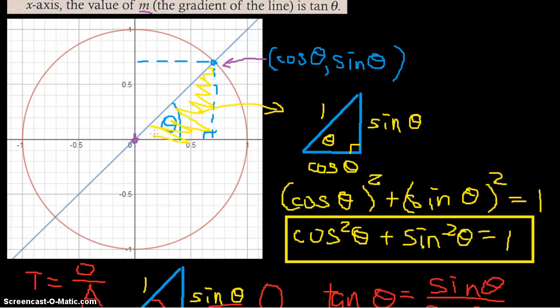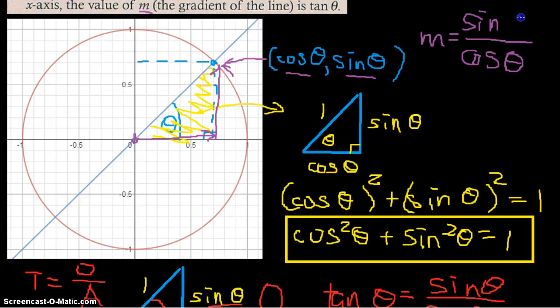If I want to find the slope, it is just rise over run. Let's see what they are. Starting with the run, I'm going to the right, and how much? Cosine theta. So cosine theta is my run. After I go to the right, I have to go up. How much am I going up? Sine theta. So that would be my rise.